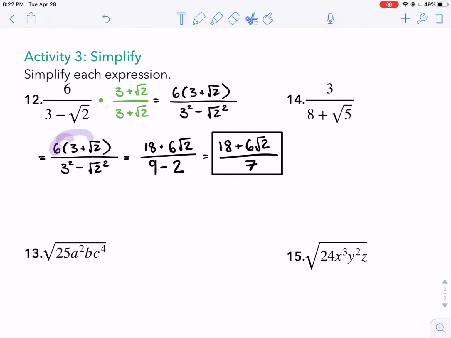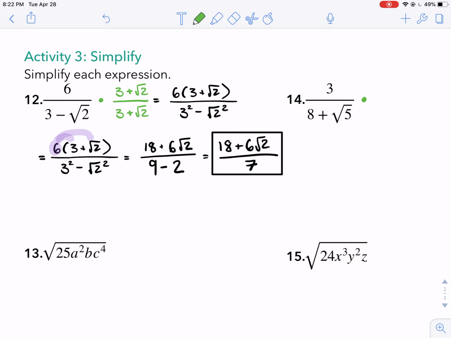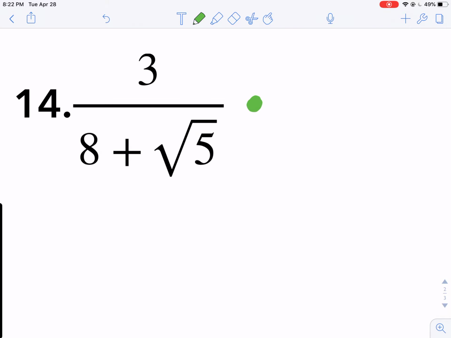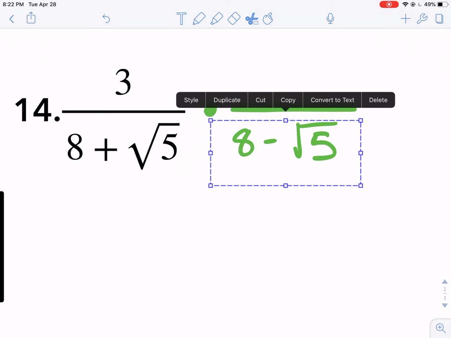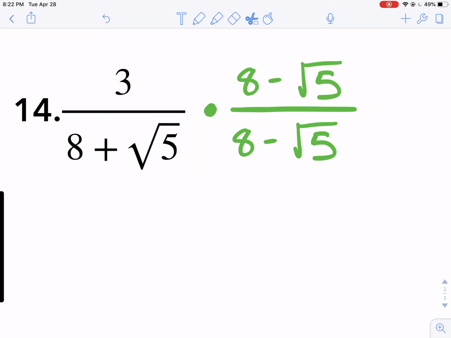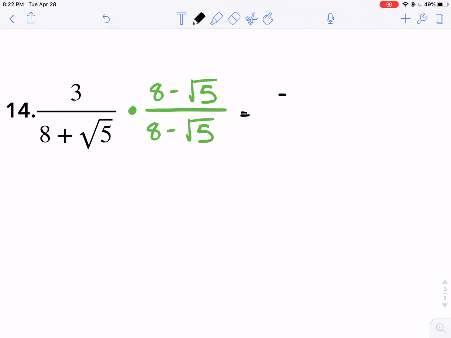Think you got it? Go ahead and try number 14. So number 14, we see that we have this radical symbol in the denominator, and we do not like that. So to get rid of the radical symbol, we are going to multiply by its conjugate. So you have 8 minus the square root of 5. Now again, we need to multiply top and bottom by the conjugate. So let's distribute that 3 into both terms. Will give us 3 times both 8 minus the square root of 5.